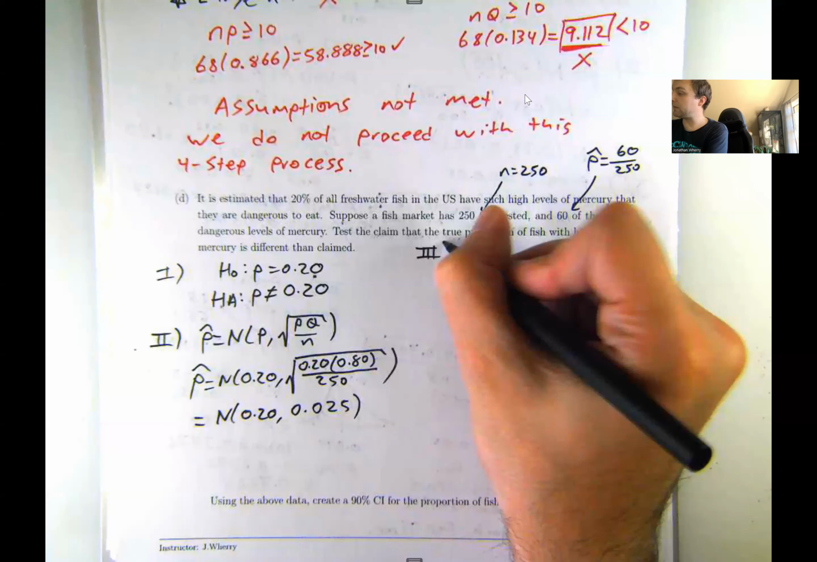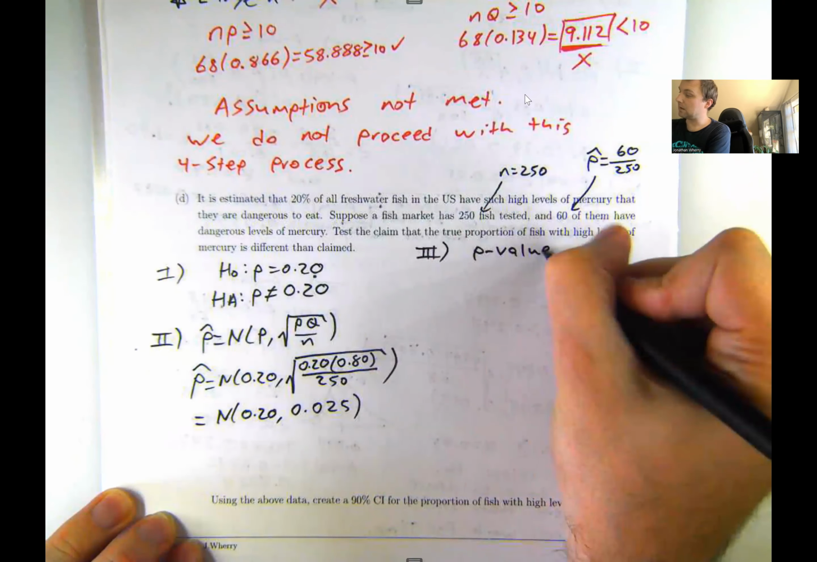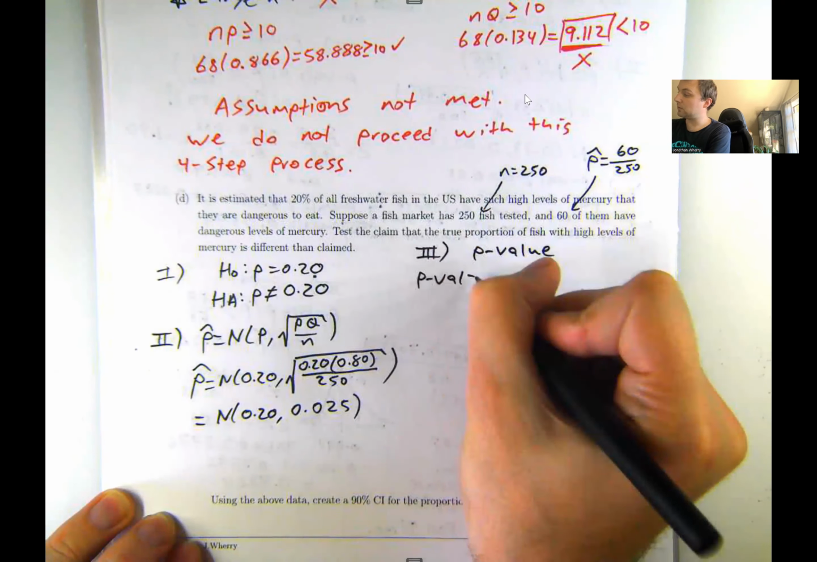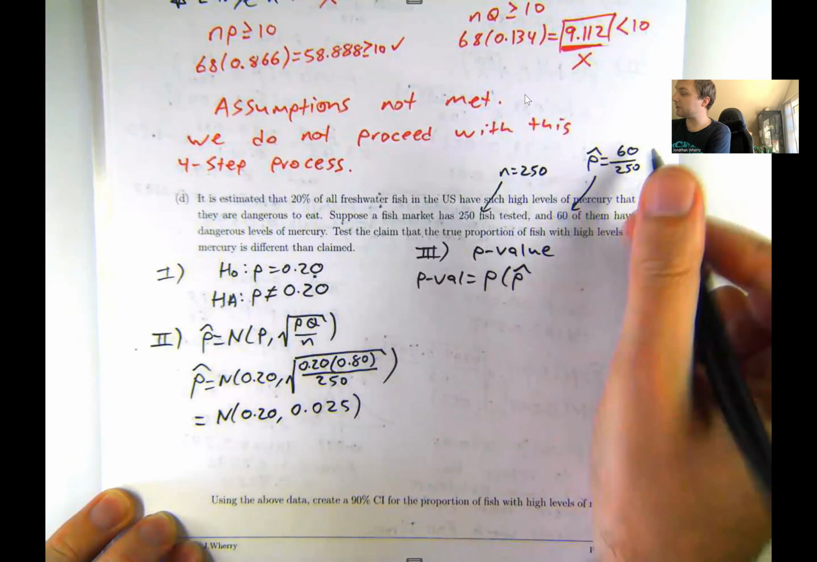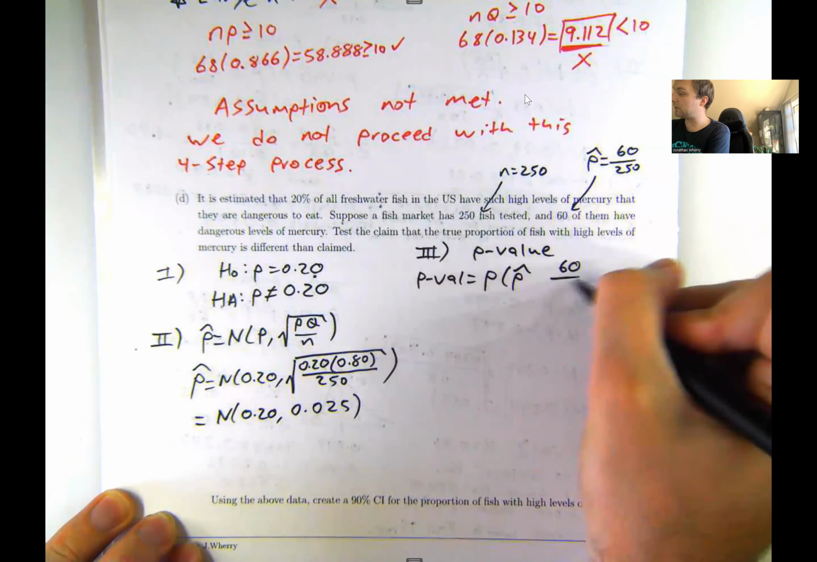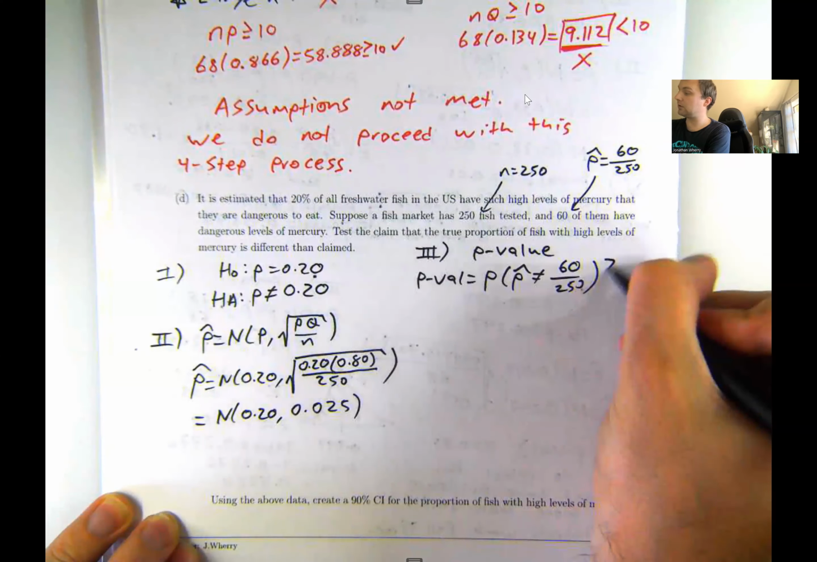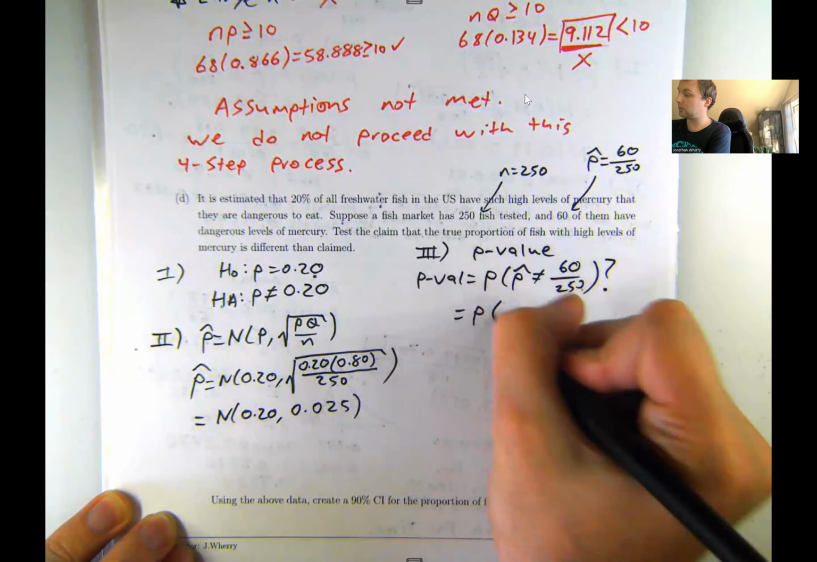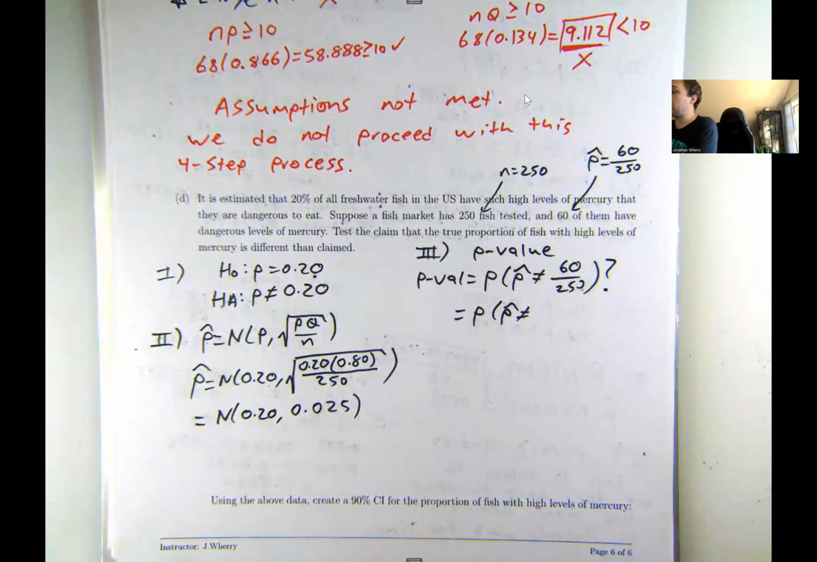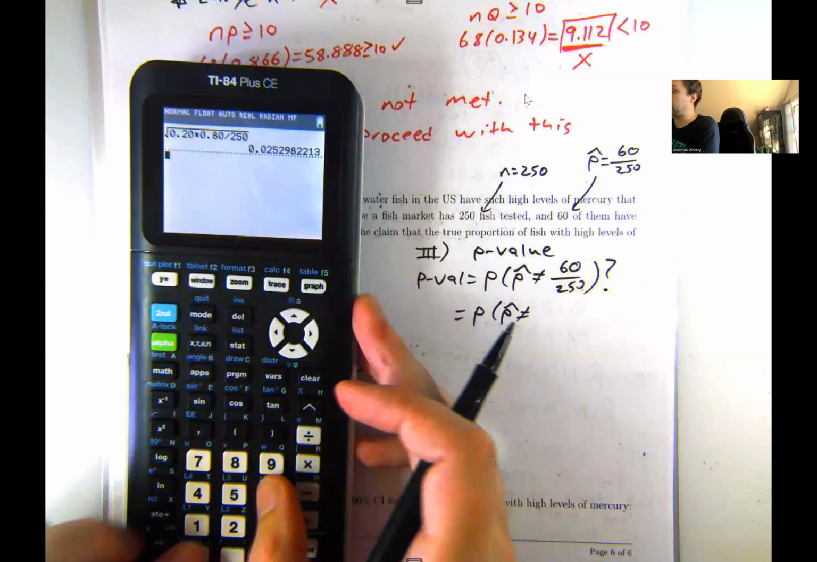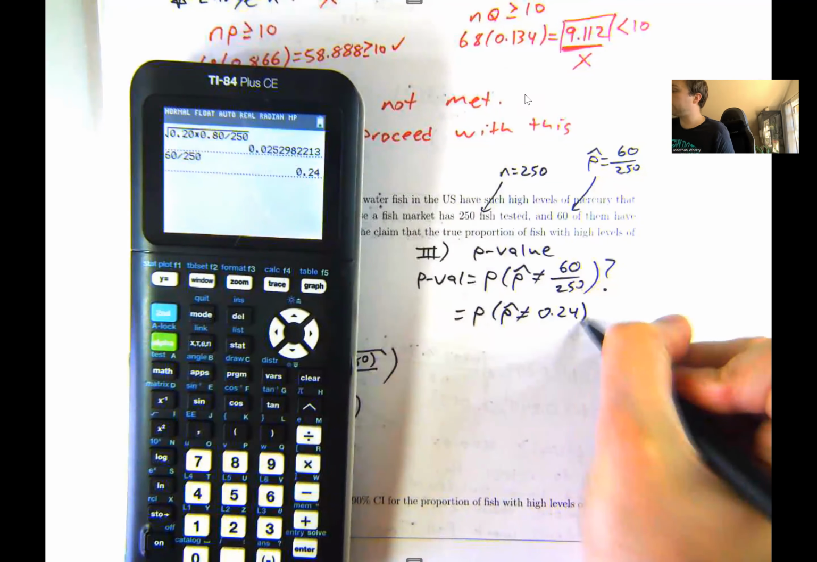Third step is that p-value step. And the p-value is the likelihood of my sample success rate. Sample success rate here is at 60 out of 250, or more extreme. I'm testing for a difference. It's going to be a two-tailed test. I'm going to type that 60 out of 250 into my calculator to see what I have for my sample data. And when I do so, I get 0.24.